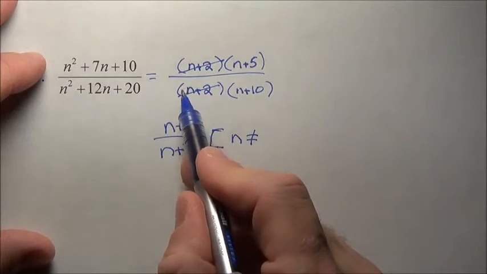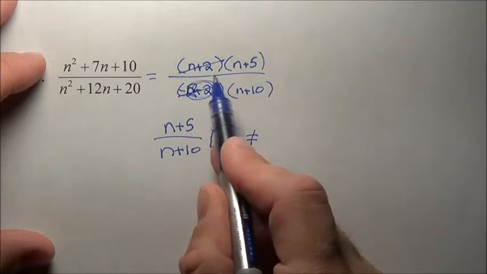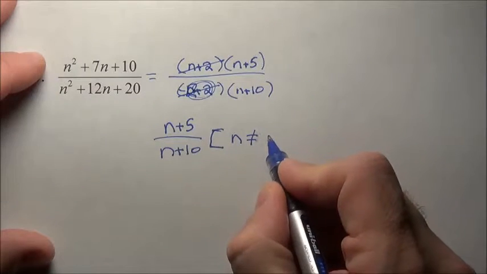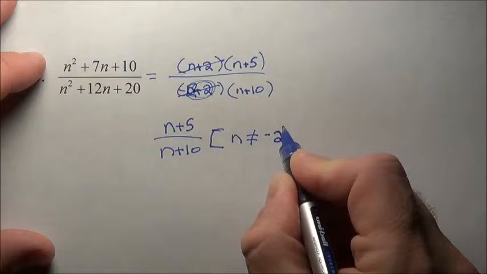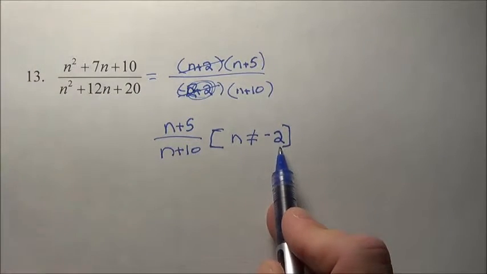Because notice if n came in here to be a negative 2, that would have created a 0 here, and we can never divide by a 0. So we have to make the statement that n was never allowed to be negative 2. This is equal to this as long as n cannot be negative 2.